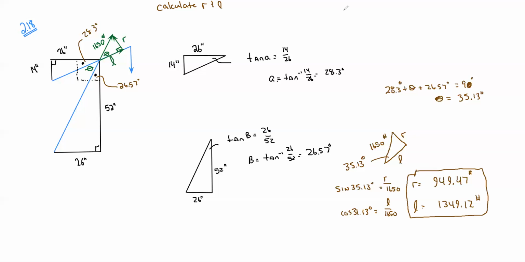Pictorially, I don't know if I would have written the final answer for this one pictorially or not, but we will just in case someone's interested. 949.47 pounds. 1349.12 pounds. 1650 pounds. 35.13 degrees. And to finish it off, I think this was given as, nope, it's not given as anything. Okay. So numerically and pictorially, problem 2.18. I'll see you guys in a couple minutes for our last problem.